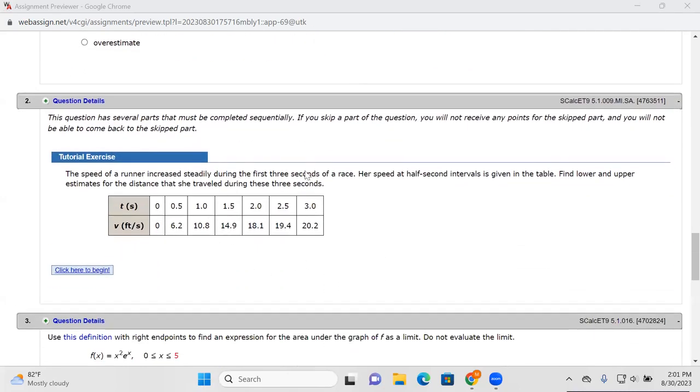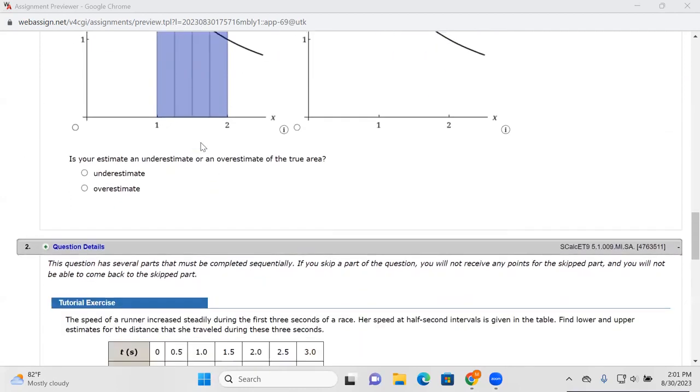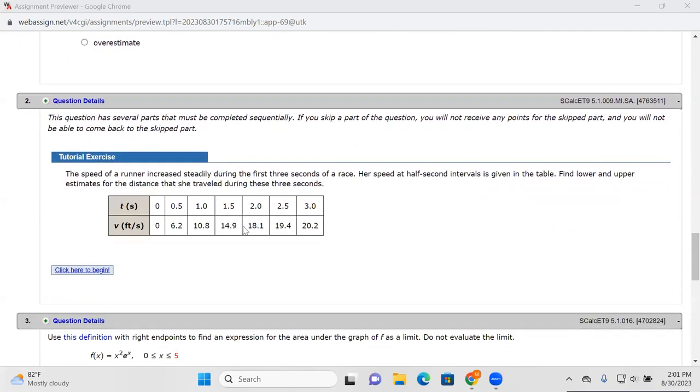Now this situation here is giving us the data, our function evaluations, without actually giving us the explicit function, which is actually helpful. Because you know what f of 0.5 is, it's 6.2, and you know what f of 1 is, it's 10.8. And now what are we supposed to do here? Find the lower and upper estimates.